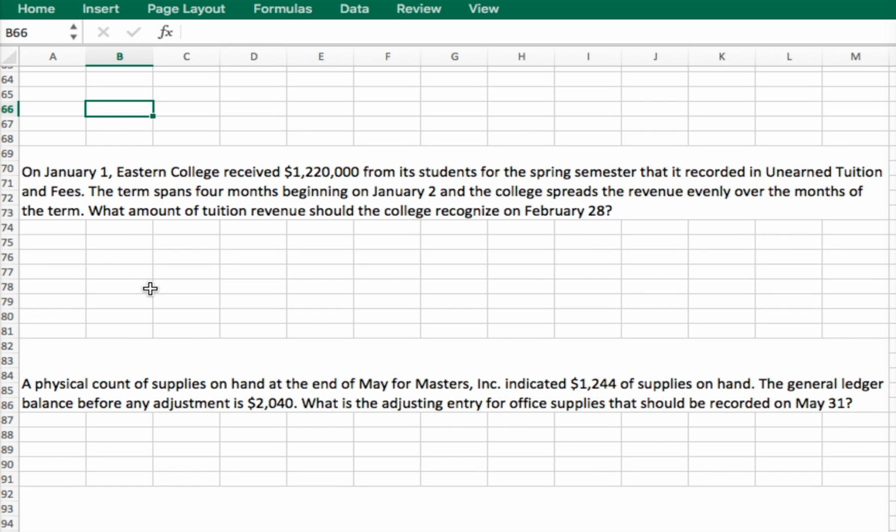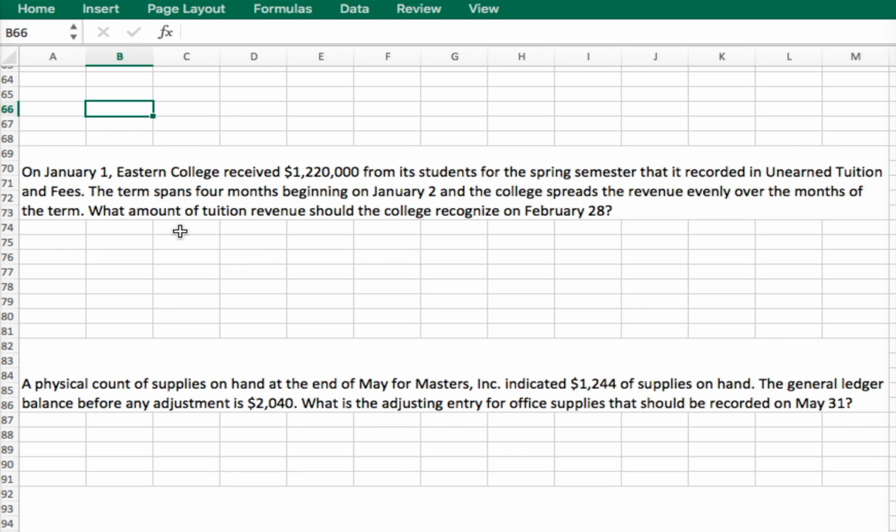Okay, January 1st, Eastern College received $1,220,000 from its students for the spring semester that it recorded in unearned tuition and fees. The term spans 4 months beginning on January 2nd. The college spreads the revenue evenly over the months of the term. What amount of tuition revenue should the college recognize on the last day of February?